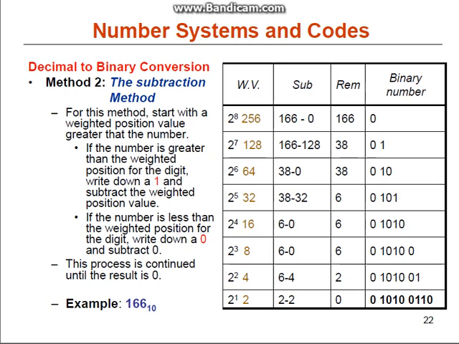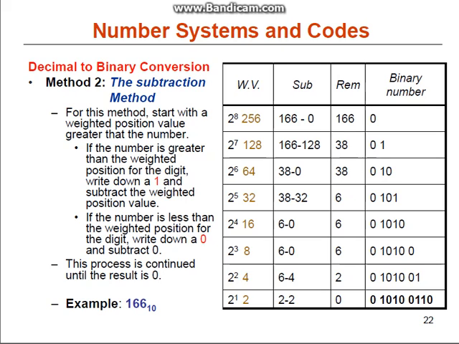So in this example, it wants to convert 166 decimal of base 10 into binary form. What happens here is that they say we start with a weighted position value greater than the number. Sorry, there's a typo here. What it literally means is that since this is 166, and we're talking about binary here, we will look for a number of 2 power of something that will give you a number greater than our 166.